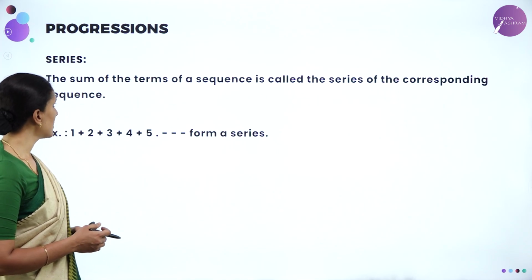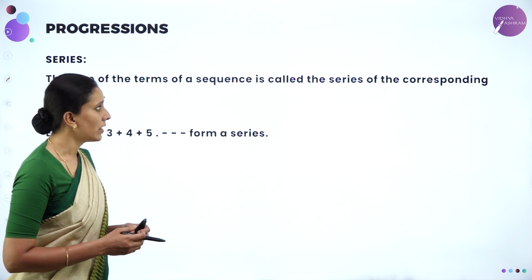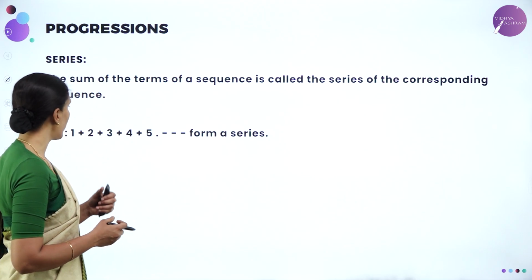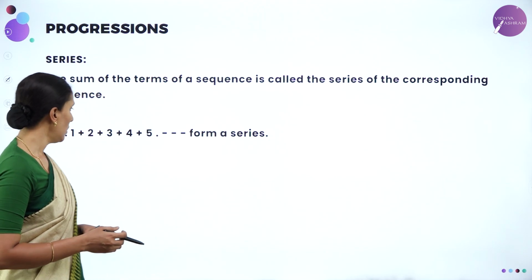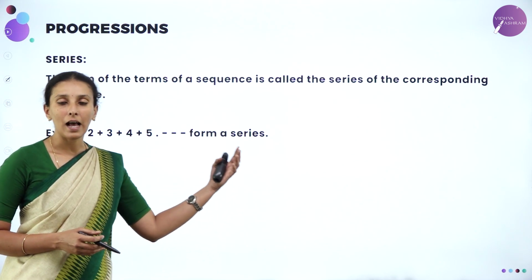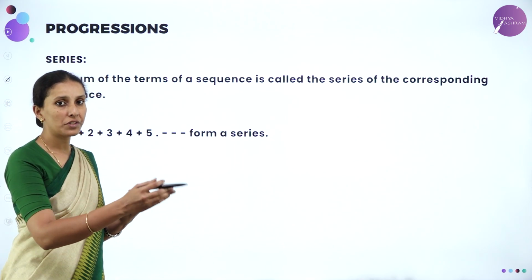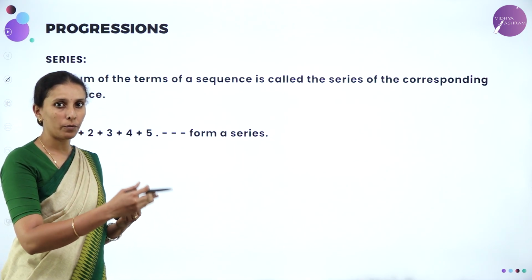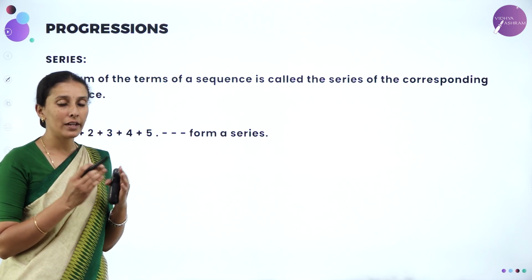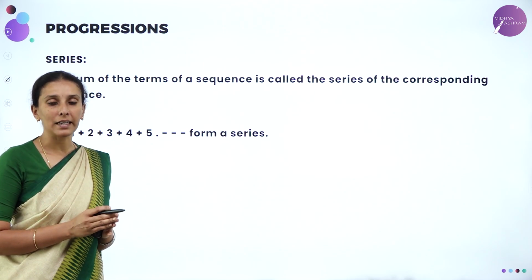Next, series. The sum of the terms of the sequence is called the series of the corresponding sequence. Now if I consider 1, 2, 3, 4, 5 as a sequence, then the sum of all those numbers, 1 plus 2 plus 3 plus 4 plus 5, will form a series. So a series is nothing but a sum of a particular sequence.